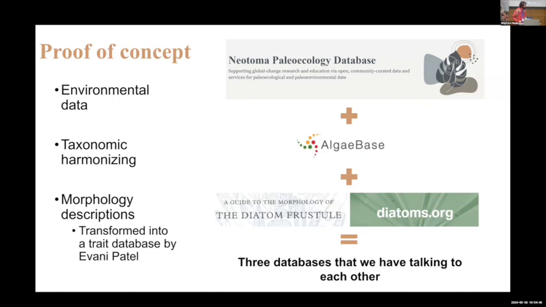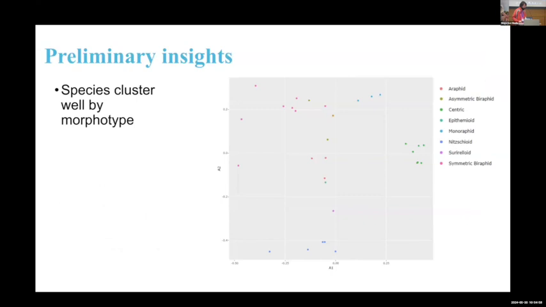So we have these 3 data sources kind of talking together, but it's really unsustainable. It's CSV files, it's R code, it's really raw and not accessible. Some preliminary insights. The species cluster well in trait space. So each dot here is a species, each axis on the analysis is a trait, and then reduced down to the 2 PCOAs. They cluster well by morphotype, which means we kind of maybe did it right.